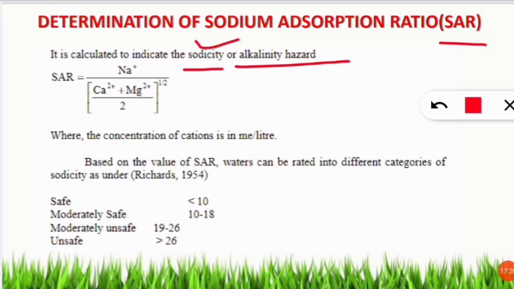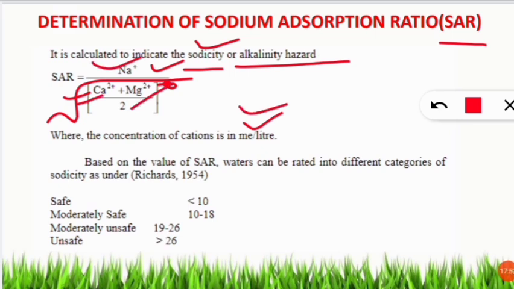The formula is the concentration of sodium divided by the concentration of calcium plus magnesium divided by 2, to the power 1 by 2. That means, if you are not considering the power 1 by 2, we can take the square root of this. This is the formula of SAR, you should note it down, where the concentration of cations is in milliequivalent per liter. That means the concentrations of sodium, calcium and magnesium we take in milliequivalent per liter. We should also know the safe limit for the SAR.